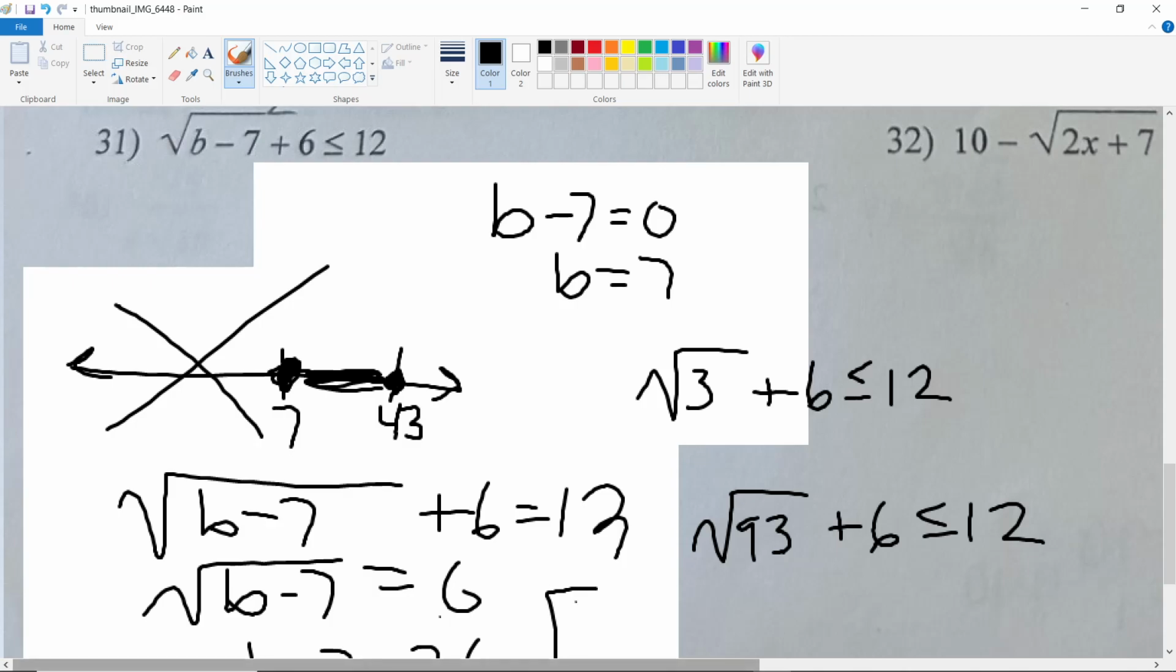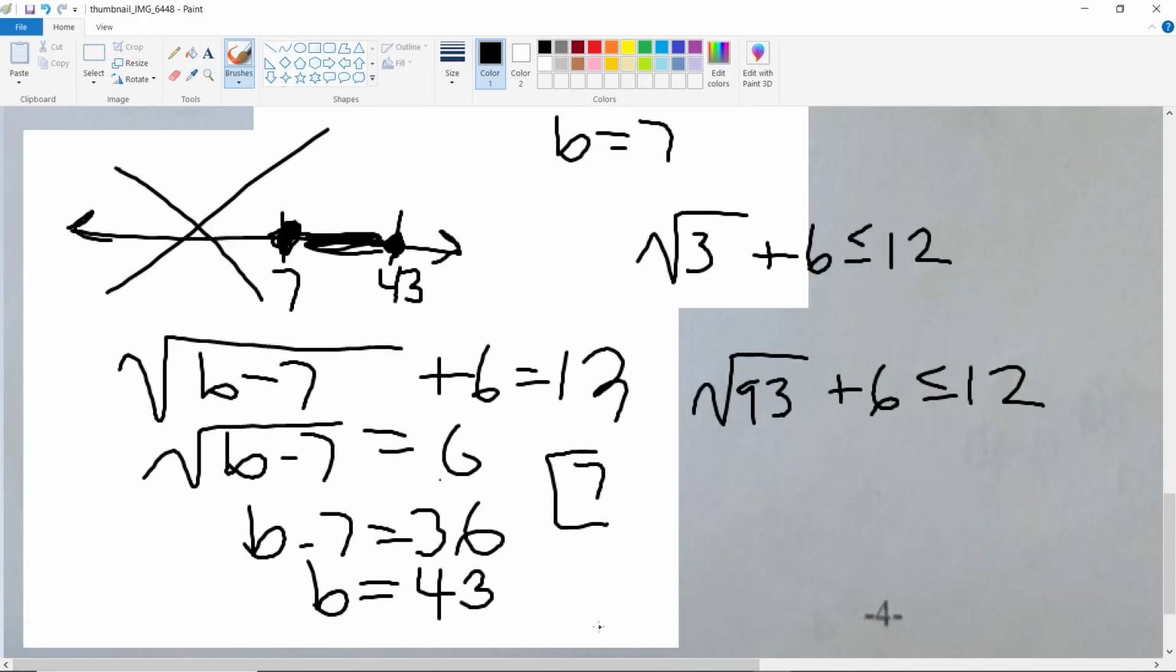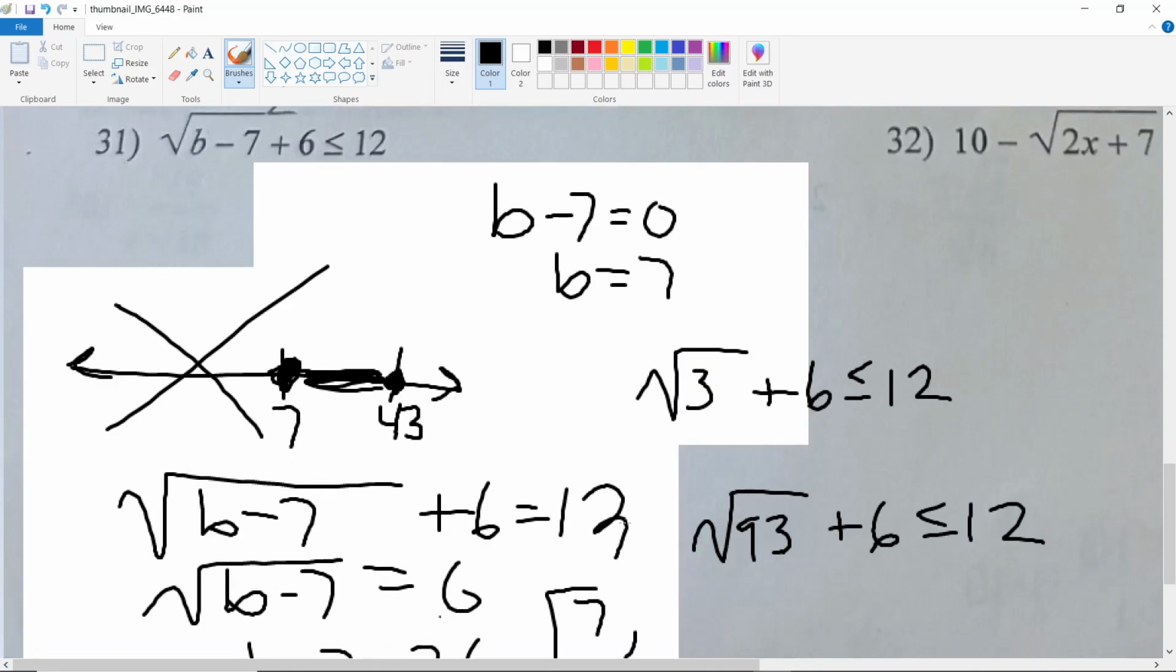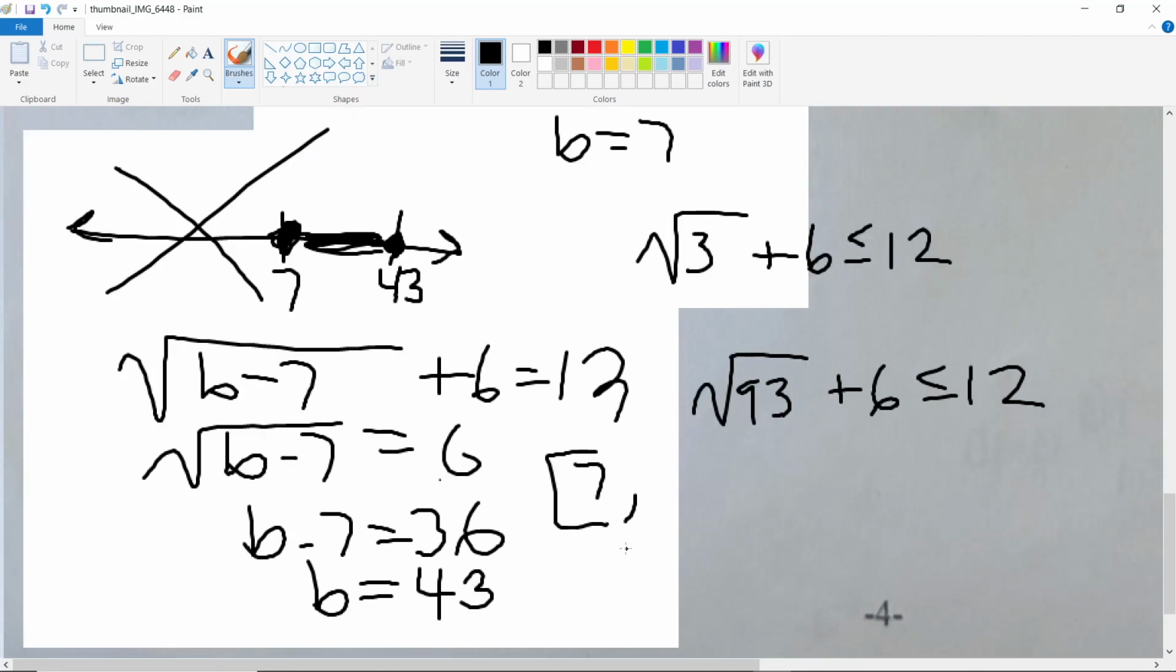So then it's always, that number that made the square root equal to 0 is always included, and 43 in this case is included because it's less than or equal to. If it was just less than, it would be a curvy bracket. But because it's less than or equal to, it's a square bracket. So that's the answer.